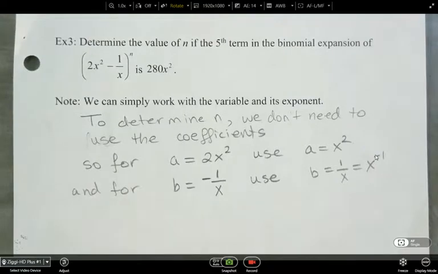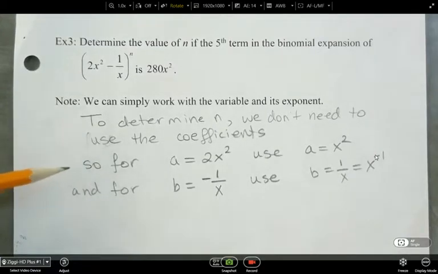Okay, so it says, determine the value of n if the fifth term in the binomial expansion of (2x^2 - 1/x)^n is 280x^2. So we have been given the coefficient, we're given the power. Now what we need to do is figure out the value of n. So to determine n, we don't need to use the coefficients.